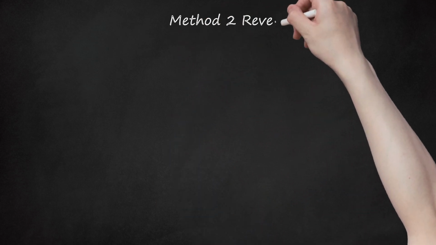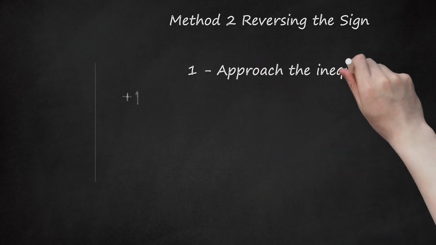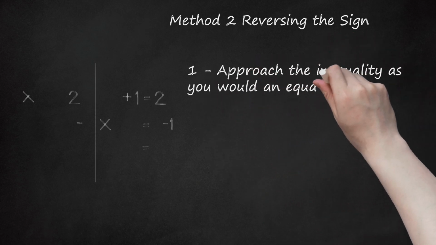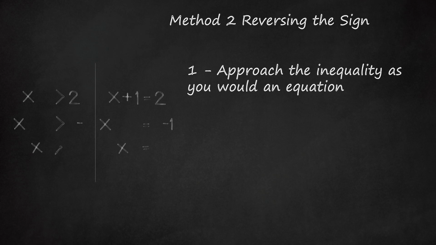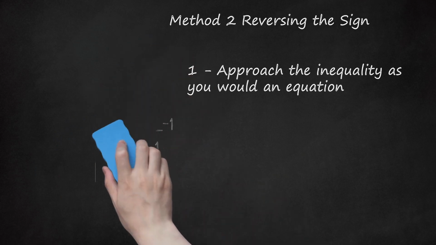Method 2. Reversing the sign. 1. Approach the inequality as you would an equation. Use addition, subtraction, multiplication, and division to move the variable to one side and isolate it. Once you have isolated the variable, you have solved the inequality.